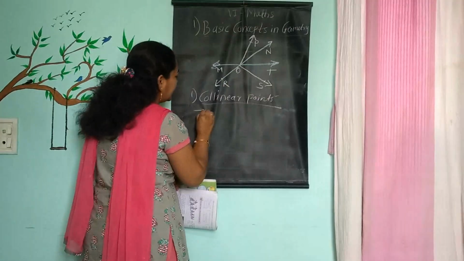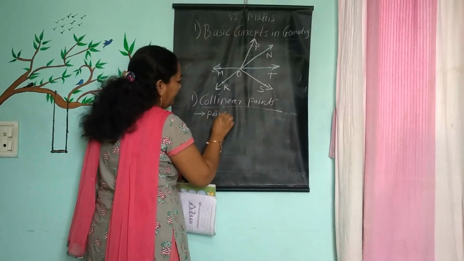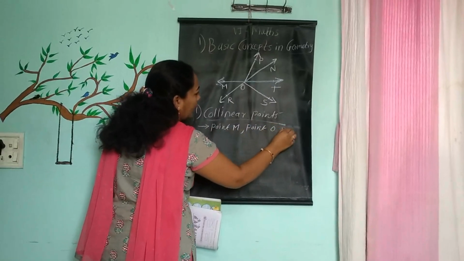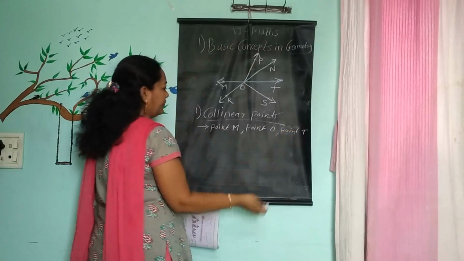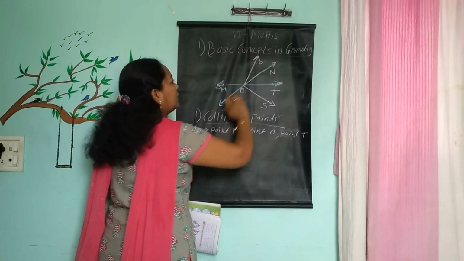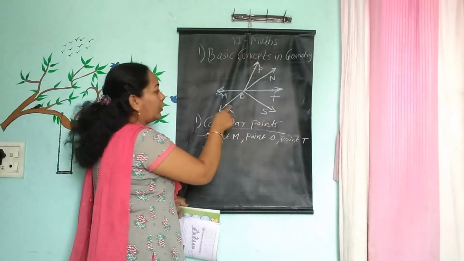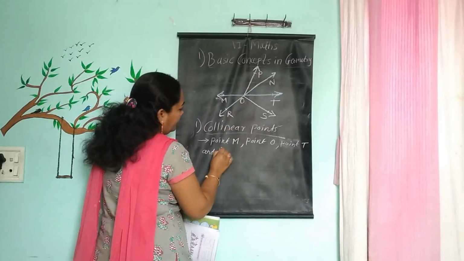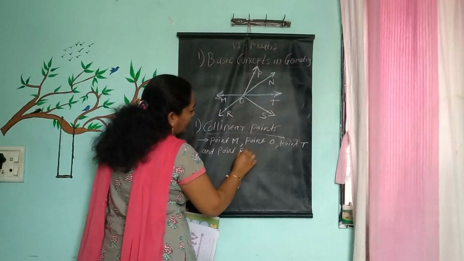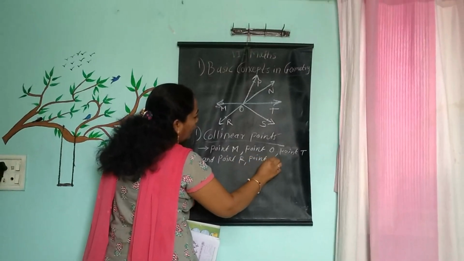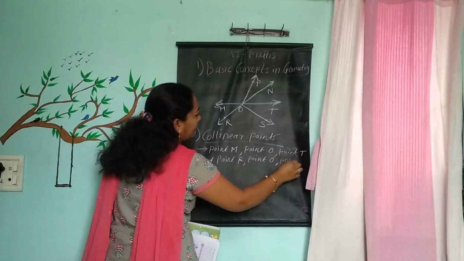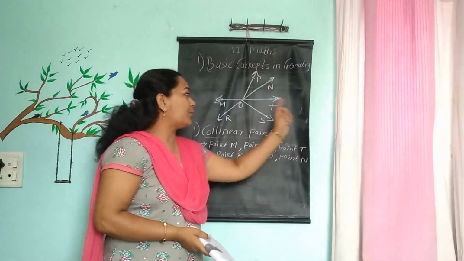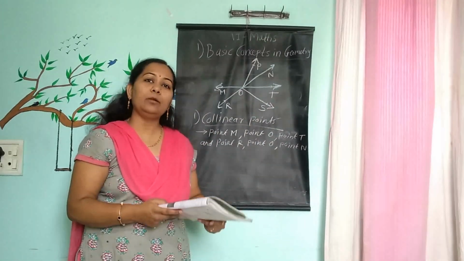So your answer is point M, comma, point O, comma, point T. And on this line RN, point R, point O and point N. On these two full straight lines, these 3 points are collinear points.